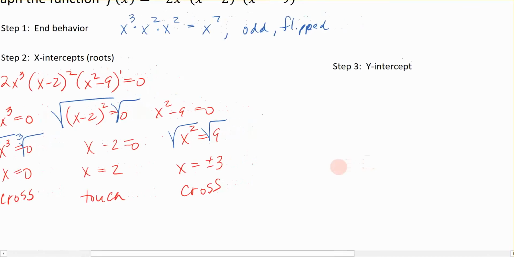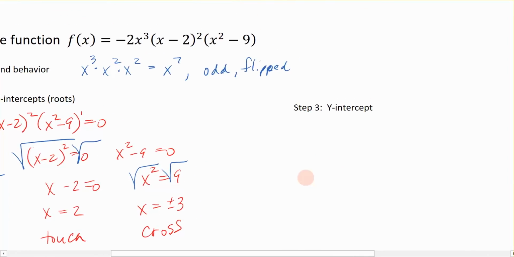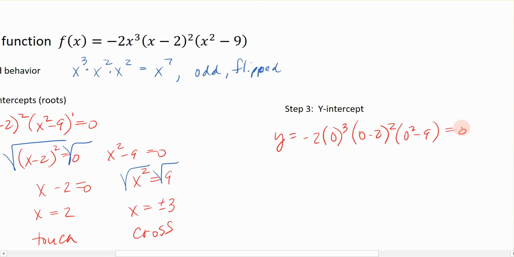Now let's determine the y-intercept. When we do that, we replace all of my x's with zeros. Negative 2 times 0 cubed times (0 minus 2) squared times (0 squared minus 9). Okay, so 0 times anything is 0, so this whole thing is 0. So we're crossing the y-axis at 0.